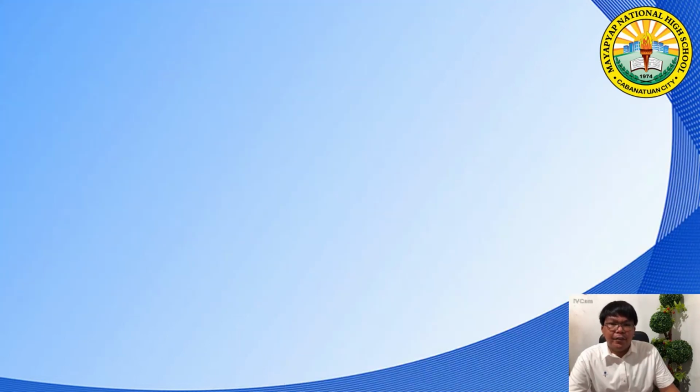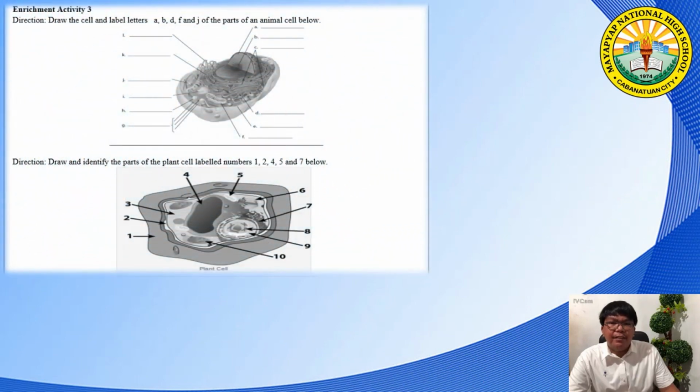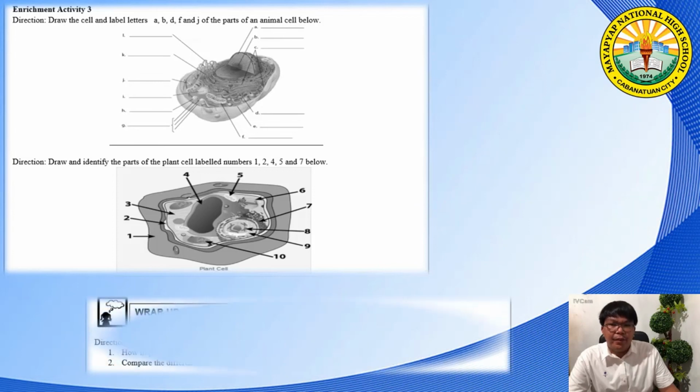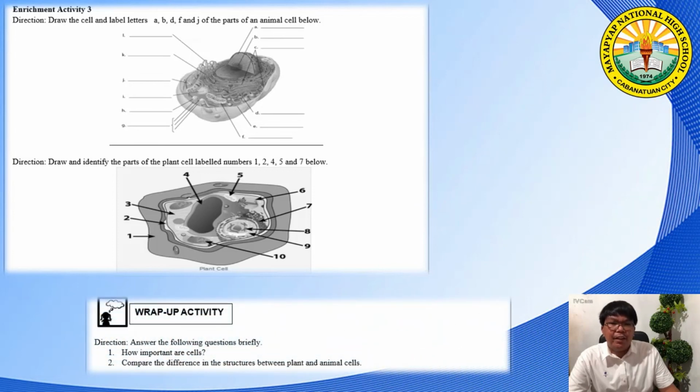For enrichment activity number 3, draw both plant and animal cell and label the parts needed. And for the wrap-up activity, just answer the following questions briefly.